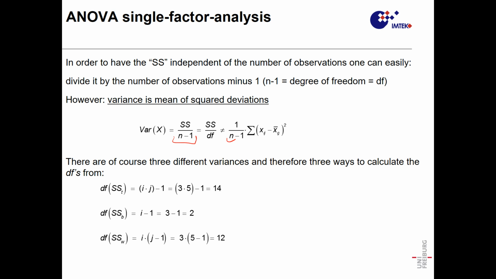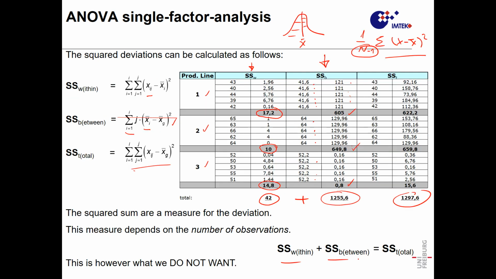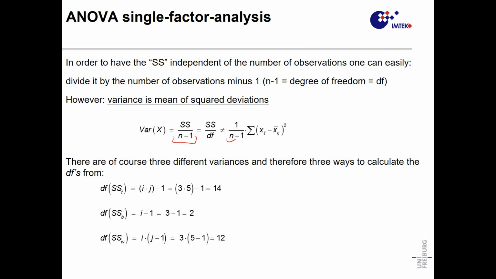So for each of these sums of squares, there's going to be a defined degree of freedom. For example, the total degree of freedom will be the number of production lines times the number of points minus 1, that is 3 times 5 minus 1, which is 14. The degree of freedom for the between will only consider the between factor, so we have only 3 production lines, and we subtract 1, which gives you 2.